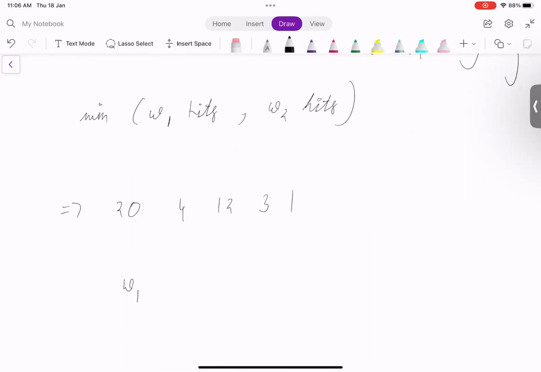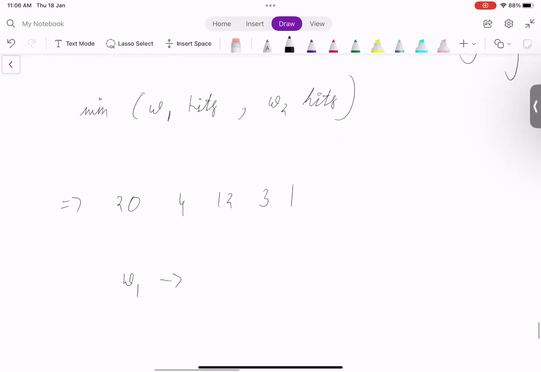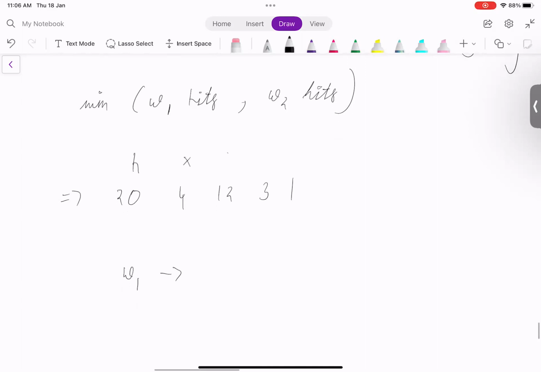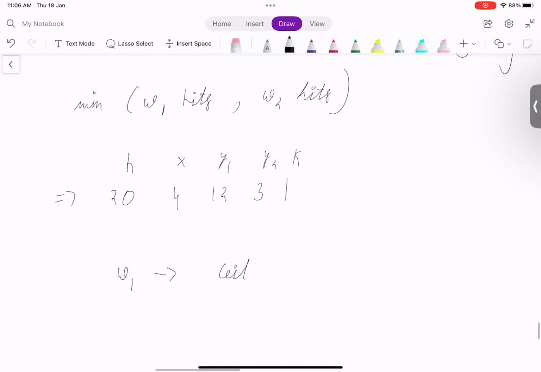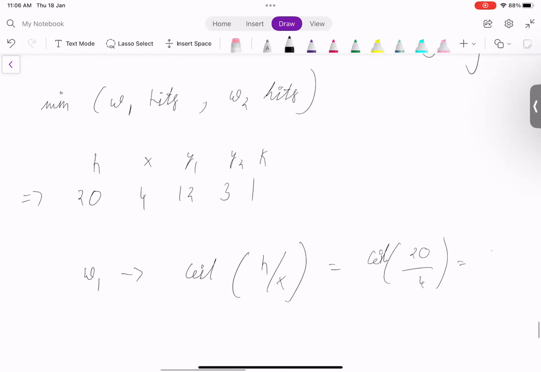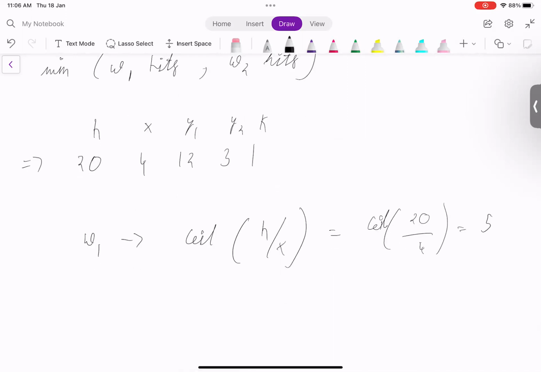So for weapon 1, this is H, this is X, Y1, this is Y2, and this is K. For weapon 1, the damage dealt per hit was X. So the number of hits would be ceil of H by X. Here it is ceil of 20 by 4, which is 5. So for weapon 1, we need 5 hits. For weapon 2, let's see which case it belongs to.